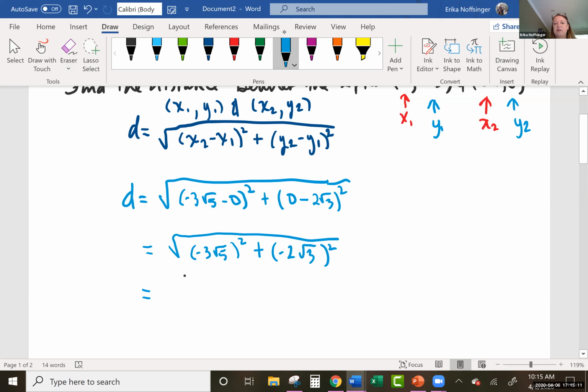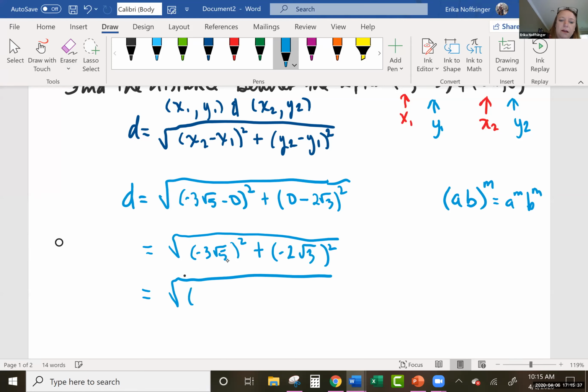Okay, so you need to remember how to square something. Notice that there's the number in front of the radical, but there's no plus or minus in between that -3 and the root 5. And so we're going to use the property of exponents there. If you have something multiplied like that and you're raising it to a power, you're raising each piece to that power. So I'm squaring my -3 and I'm squaring my root 5, plus I'm squaring my -2, same reasoning, and squaring my root 3.